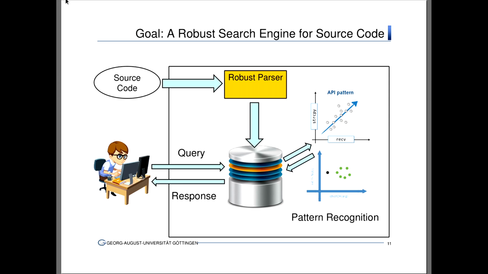So overall, it's supposed to look like this. You take source code and you stuff it into some robust parser for the language, and then you import it into a database. And then the analyst, the auditor, sits at one side and is able to query the database, see what comes back, and then eventually adapt the query to actually find what he's interested in. In the back, you can also use this database for different kinds of pattern recognition tools, but this is something that we're not going to be discussing today.